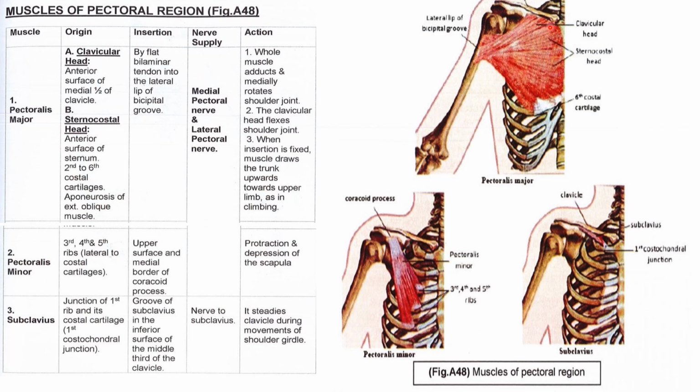This is our clavicle. So the origin is from there, and to be more definite, it is the anterior surface of the medial one half of the clavicle. So it's going to be from here. Then we have another region, the sternocostal head. Again, it is the anterior surface of the sternum, second to sixth costal cartilage.